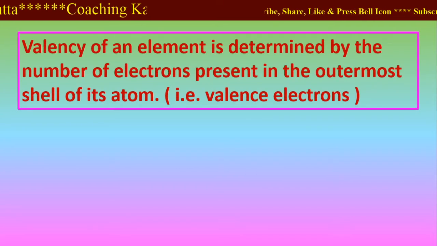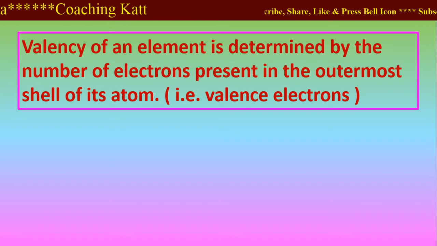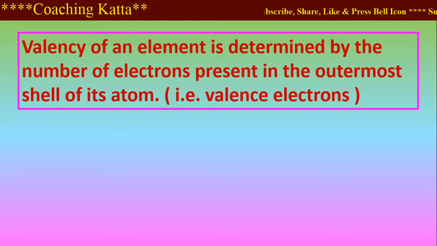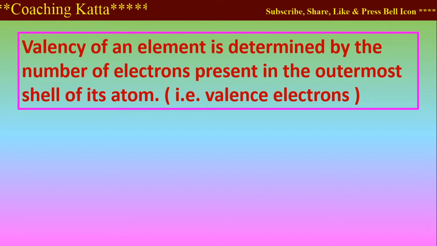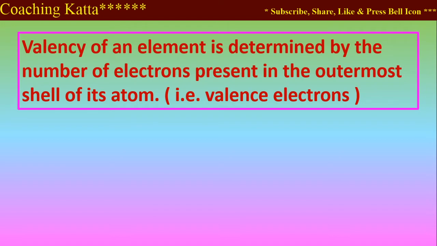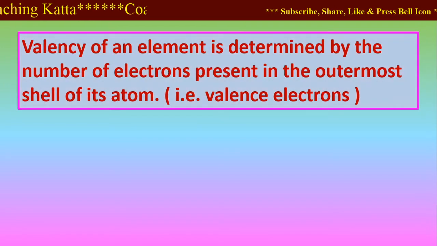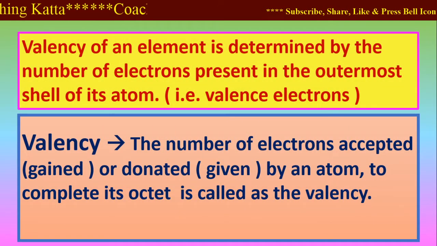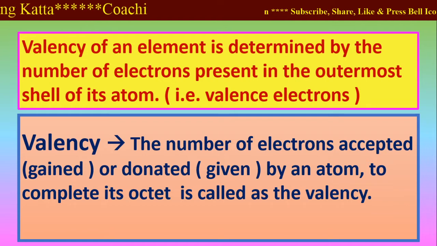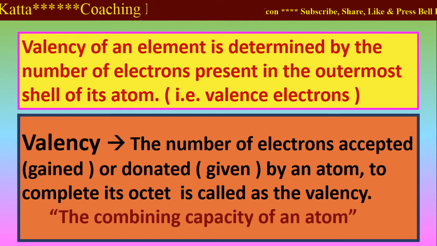In the previous standard, you have already learned that the valency of an element is determined by the number of electrons present in the outermost shell of its atom. You very well know that the electrons present in the outermost shell are called valence electrons. Now, what is meant by valency? Valency is the number of electrons accepted or donated by an atom. In other words, valency is the combining capacity of an atom.